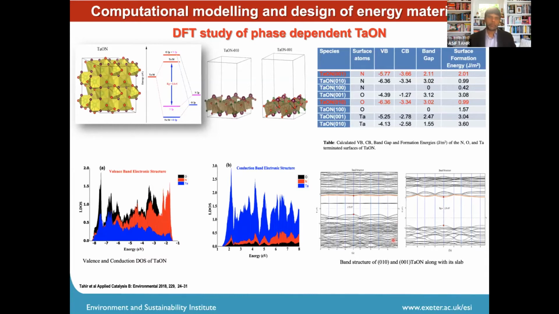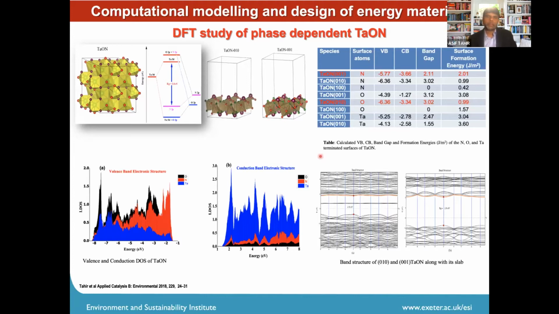So using the computational study, we have found that the tantalum oxynitride can be deposited in 010 orientation, or in 001 orientation. The phase which has 001 orientation has a band gap of 2.11 and its formation energy is 2.01, while the phase with the 010 orientation is oxygen terminated and has a band gap of 3.01, where the formation energy is 0.00.